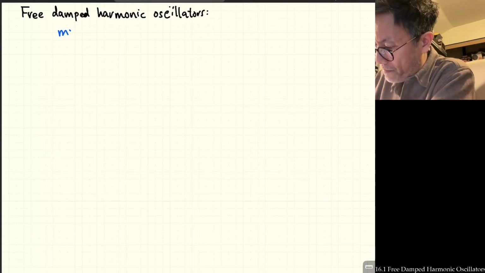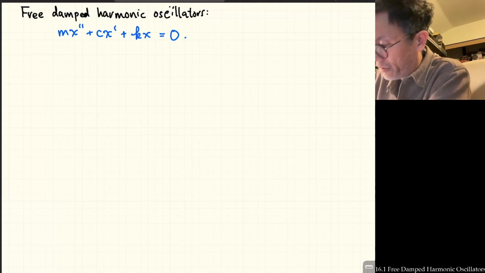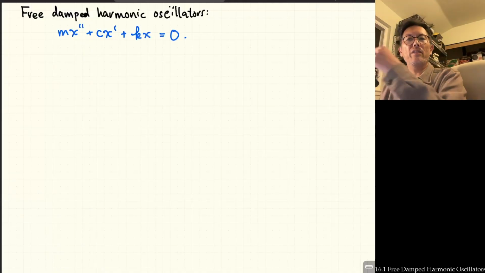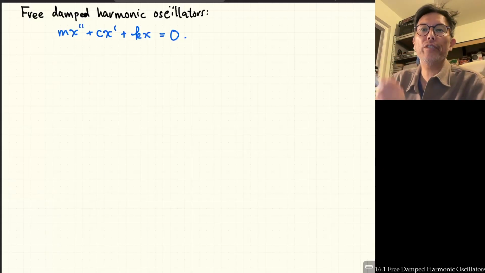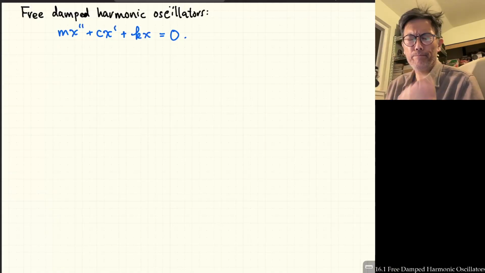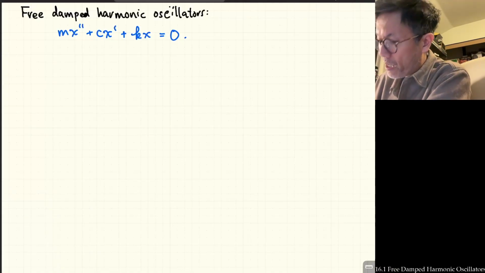It's going to be mx double prime plus cx prime plus kx equals 0. This follows from Newton's second law, considering the two forces acting on the object as being Hooke's law, or the spring force, and the friction force. Right, good.